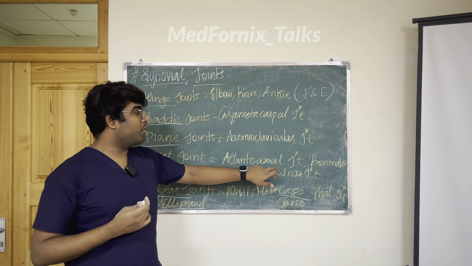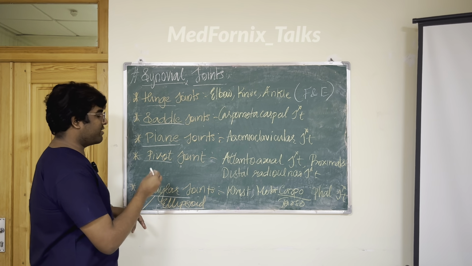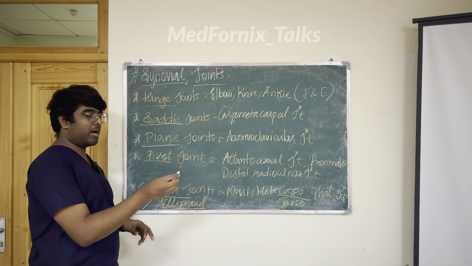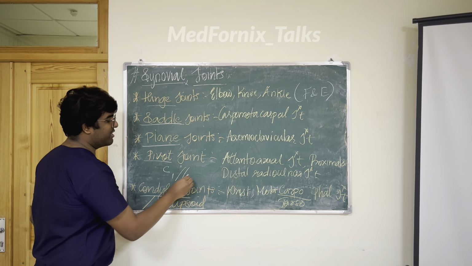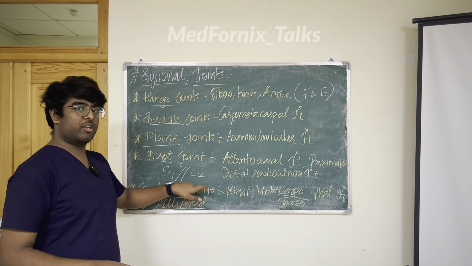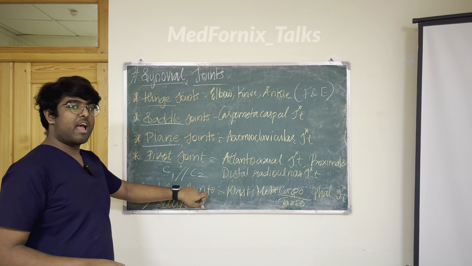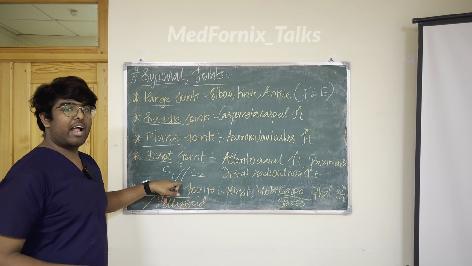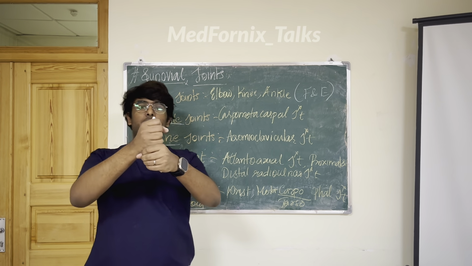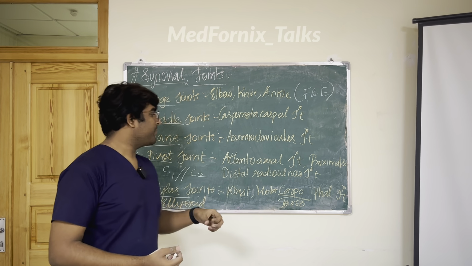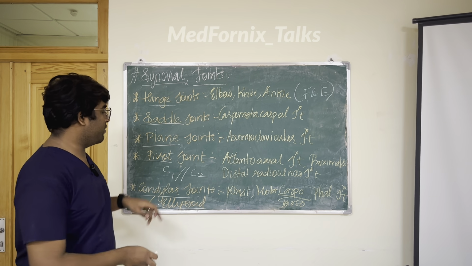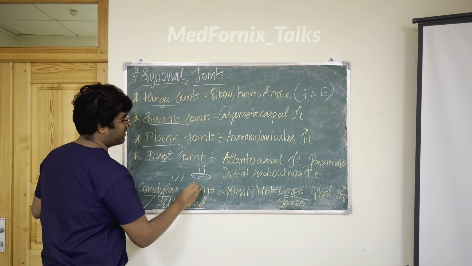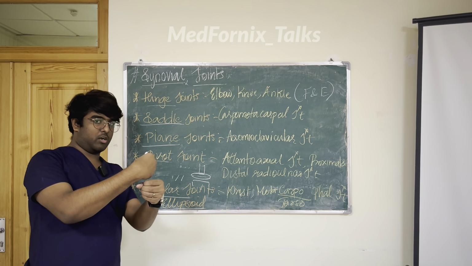First one is atlantoaxial joint. Atlantoaxial joint means, you know that there are 7 cervical vertebra. Out of 7 cervical vertebra, first one C1 and C2. The joint between the C1 and the C2. C1 is the atlas and C2 is the axis. So the joint between C1 and C2, this joint is atlantoaxial joint. This will provide the left and right movement. Okay. So these joints are pivot joints. It will be like a plate which will turn over it.